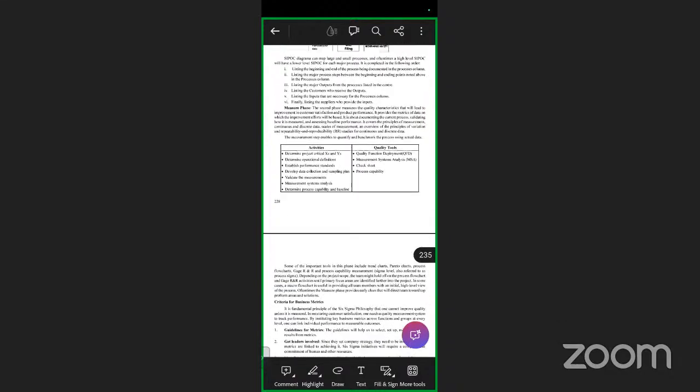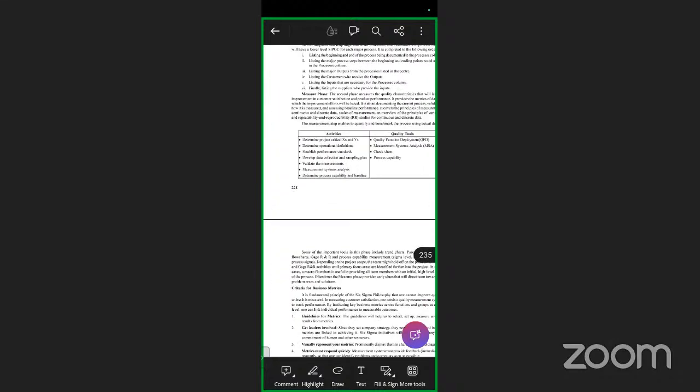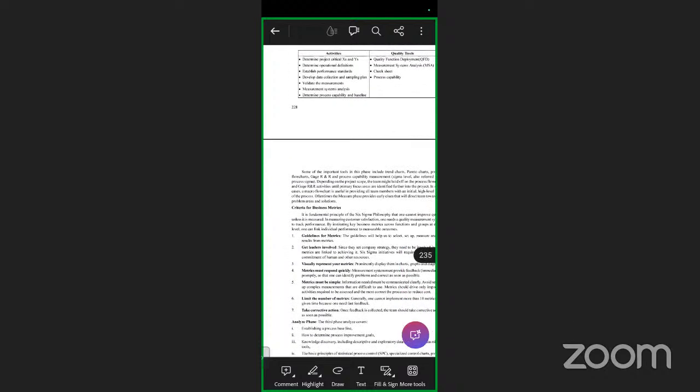In that measurement phase, the activities they are going to conduct are: determine the project critical X's and Y's, determine operational definition, establish performance standard, develop a data collection sample plan, validate the measurement system analysis, and determine the process capabilities, and quality function deployment. So measurement system analysis, check sheet, and process capability they are going to use.